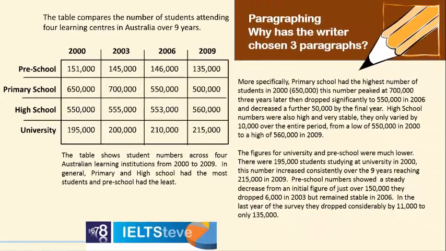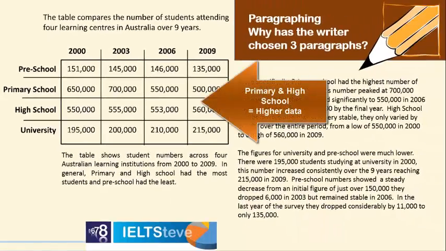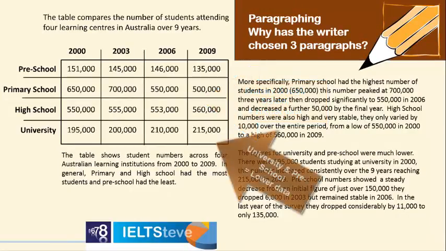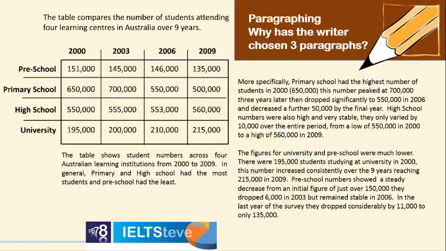They talk about primary, then high school in one paragraph because they were much higher, and then they tell you in the next paragraph that now I'm going to talk about university and preschool, and they also tell you why and the trend, that it was lower. In fact, they're using the words much lower, and that's true. We see there's a big difference in those numbers there. And then they're being consistent as they go through it there.